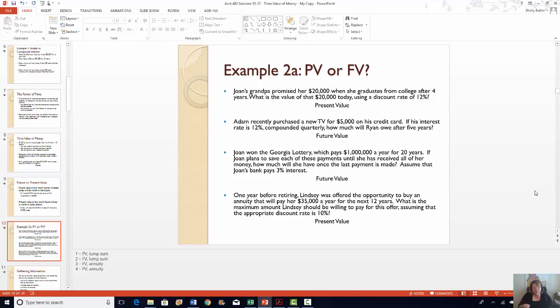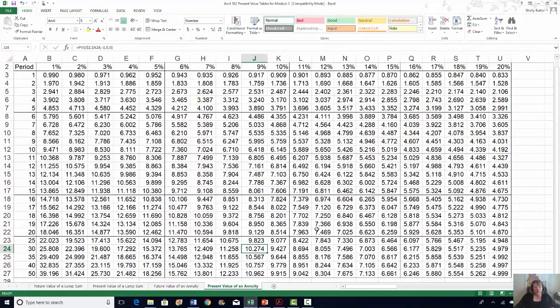So what is the maximum amount Lindsay should be willing to pay for this offer, assuming that the appropriate discount rate is 10%? Now, this is a present value of an annuity because it's the payments, but she wants to know how much she's going to pay for this today to get $35,000 a year for the next 12 years. So we'll be using the different charts, and I've pulled those up, and they're also online.